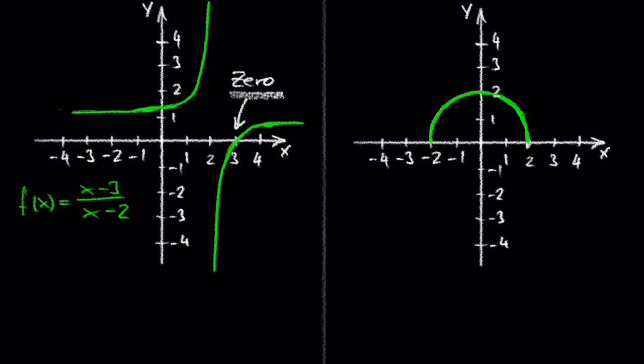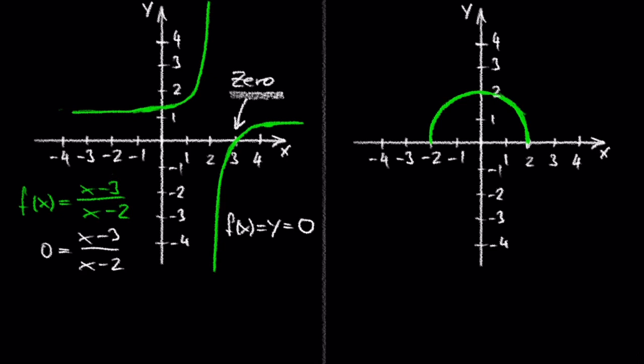Recall that when the graph intersects the x-axis, the y-coordinate at their intersection is 0. So we can write 0 equals x minus 3 over x minus 2. Now we have to isolate the x. But before we do that, we have to get rid of the denominator. How can we get rid of the denominator? Feel free to pause the video and think about it.